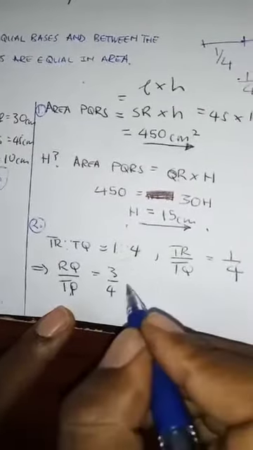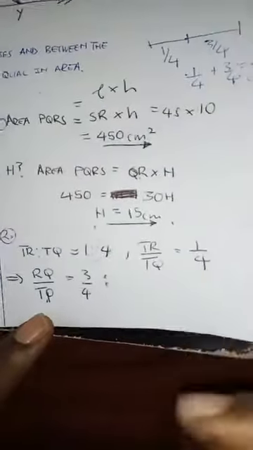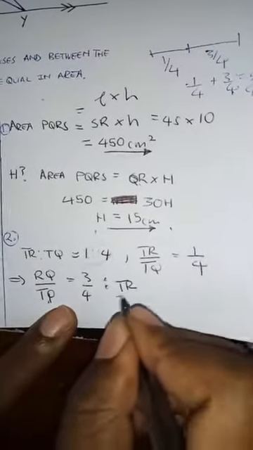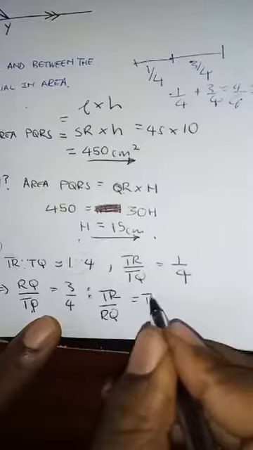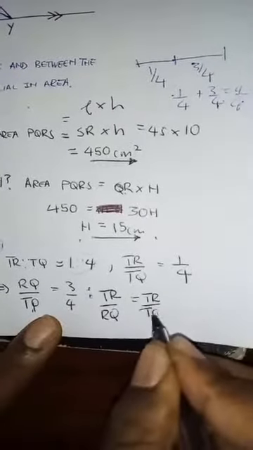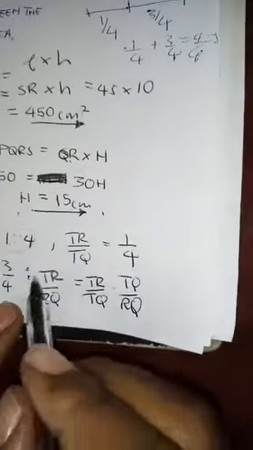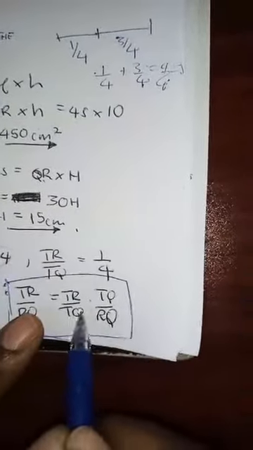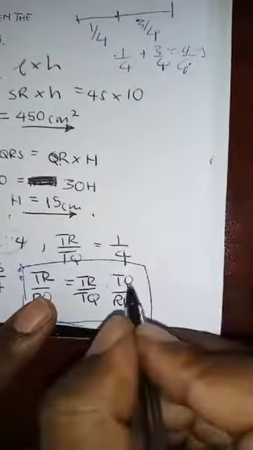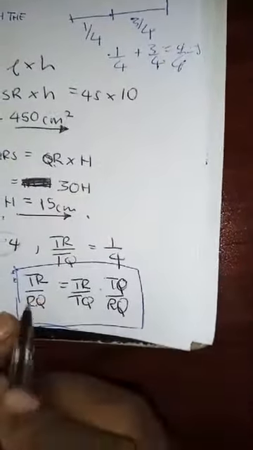Okay. So what else do we know? We know that, therefore, we'll have TR over RQ being equal to TR over TQ multiplied by TQ over RQ. So I've done nothing here. I've just expanded TR over TQ. TQ and TQ will cancel each other here. You have TR over RQ, still the same thing.